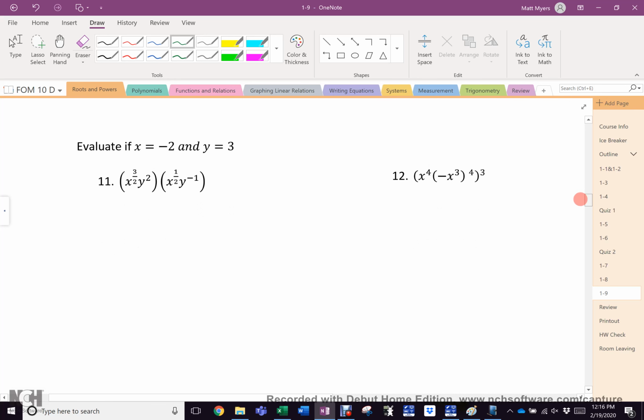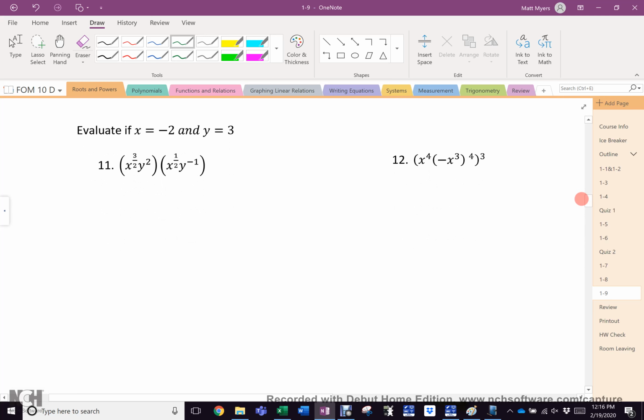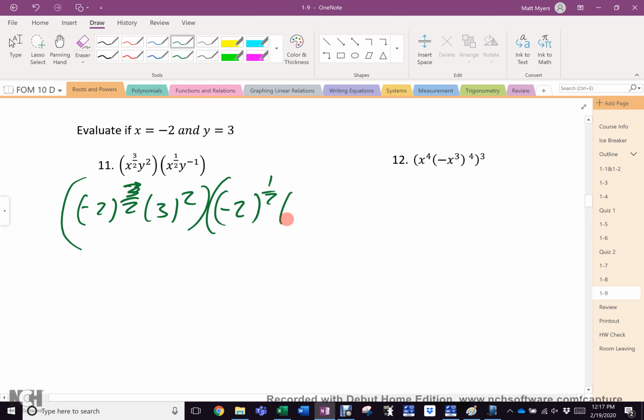Okay, I need you to be honest right now. You've faced questions like this in the past, haven't you? And 99 students out of 100, as soon as they see x equals negative 2, they jump to the question and they start writing. Okay, negative 2 to the 3 halves, and then y is 3 squared. Oh, and then that's times negative 2 to the 1 half, and 3 to the negative. They start substituting right away. How many of you have been guilty of that in the past? Be honest. Every single one of you.